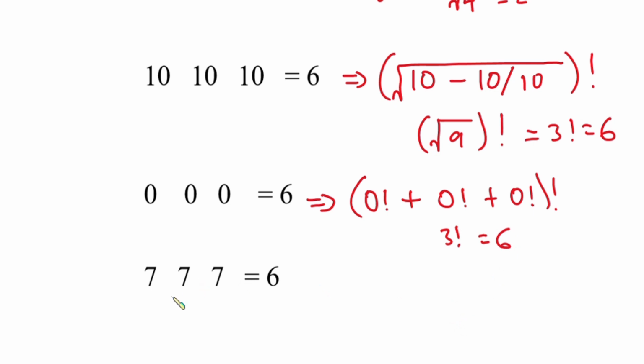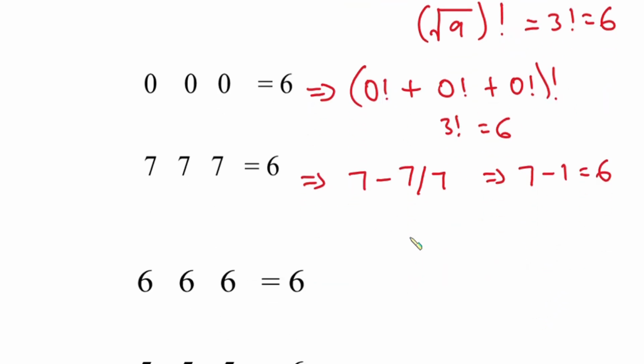Then the next one, we have 7, 7, 7. We can write this one as 7 minus 7 divided by 7. And this is the same as 7 minus 1, which is equal to 6. And let's move on to the next one.